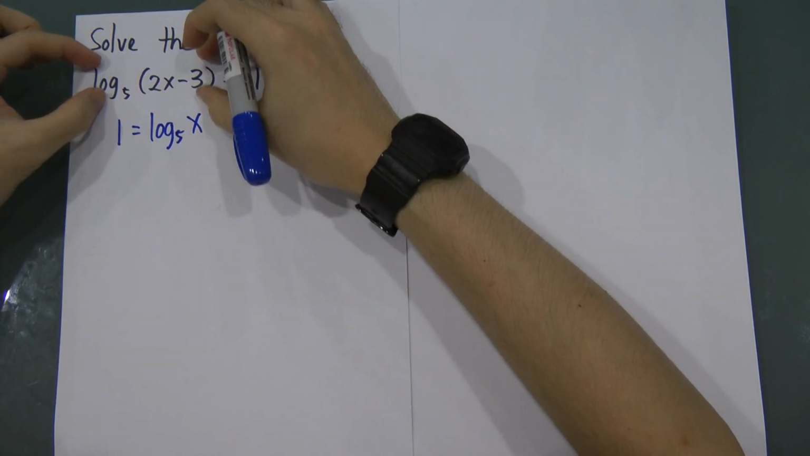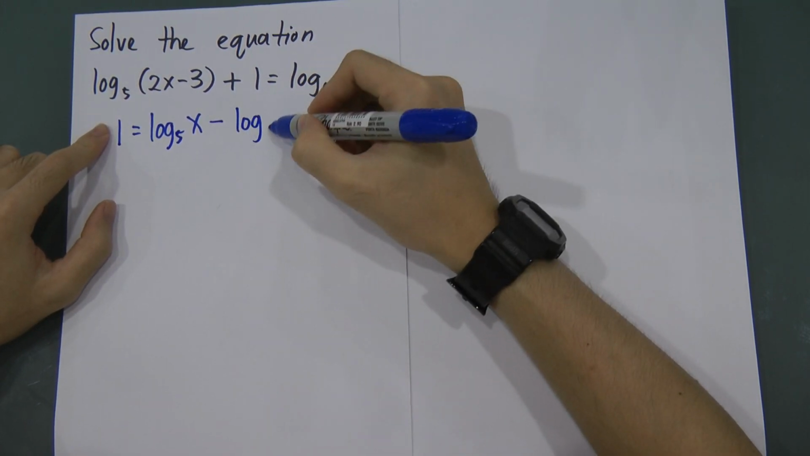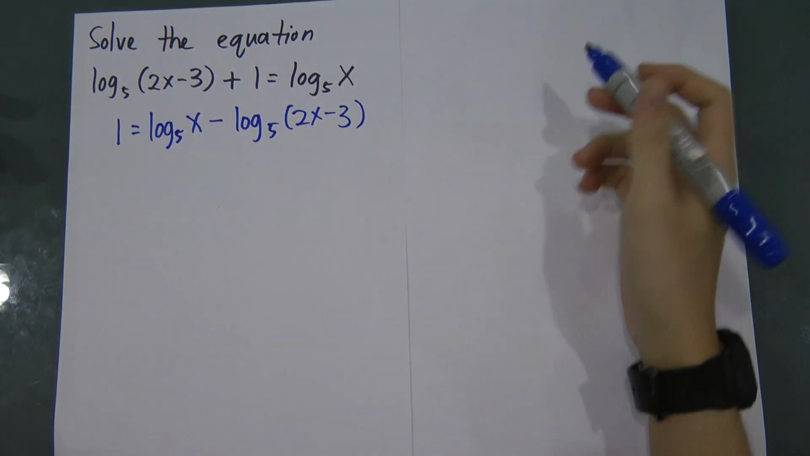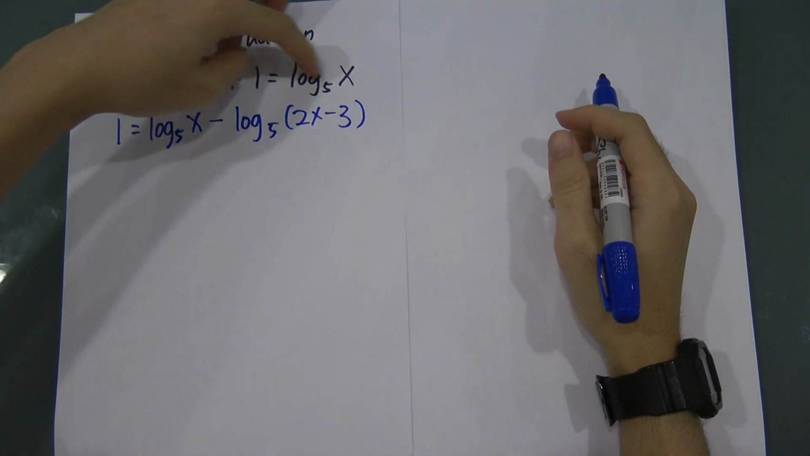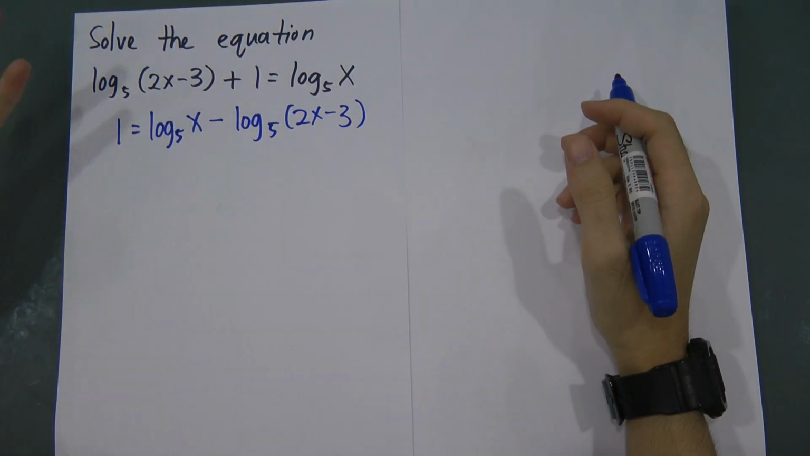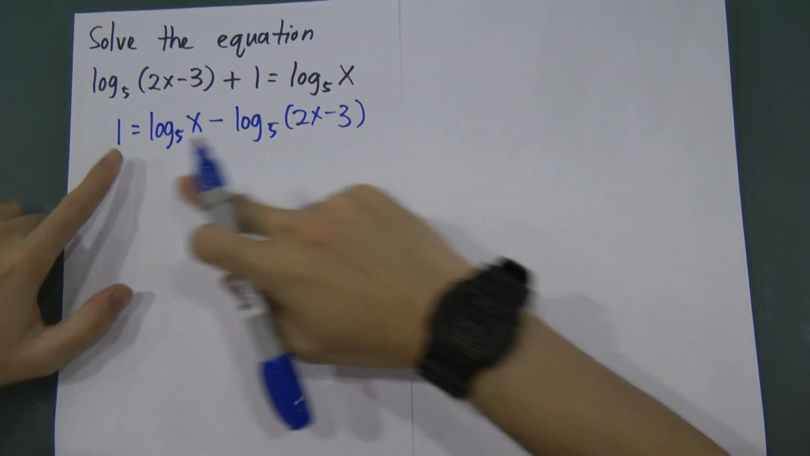Okay, I move the whole thing to the other side. Plus will become minus log 5 (2x minus 3). This step is very simple, just like a plus 1 equals to b. I move the a to the other side, it becomes minus a. Nothing special. Now you see, actually I put all the log 5 together and the number on the other side.